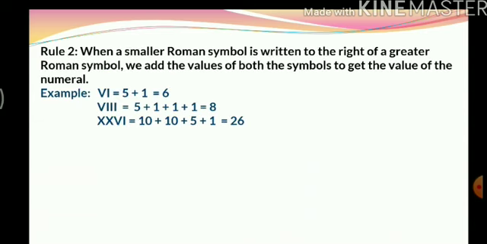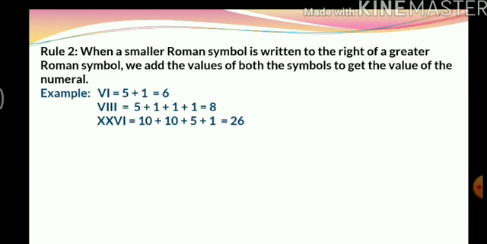Rule number 2. When a smaller Roman symbol is written to the right of a greater Roman symbol, we add the values of both the symbols to get the value of the numeral. For example, VI. Here, V stands for 5 and I stands for 1. That means V is greater than I, and I is written on the right hand side of V. Therefore, we add their values. So, 5 plus 1 is equal to 6.